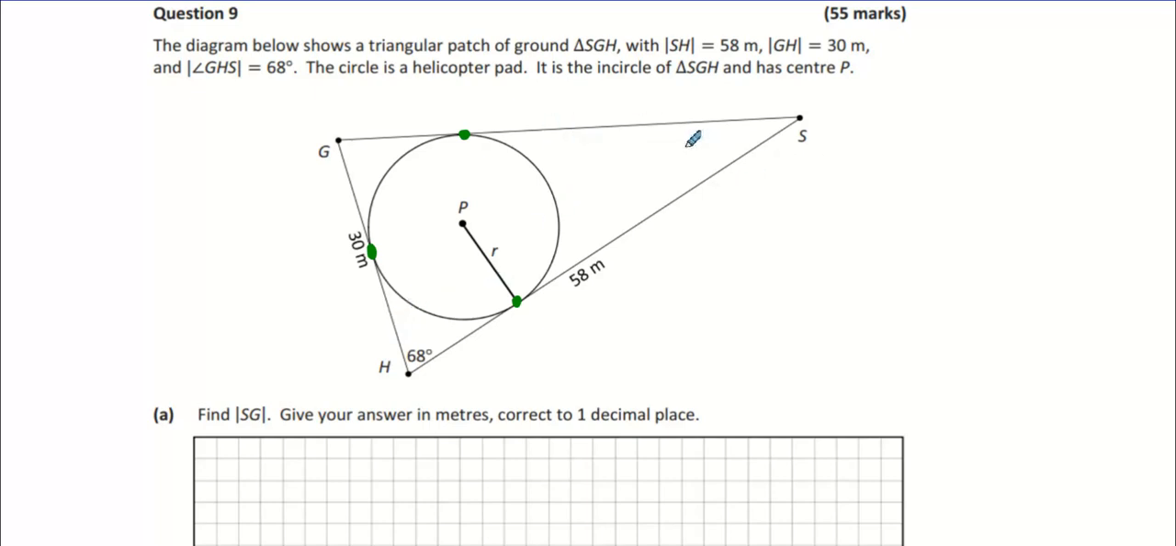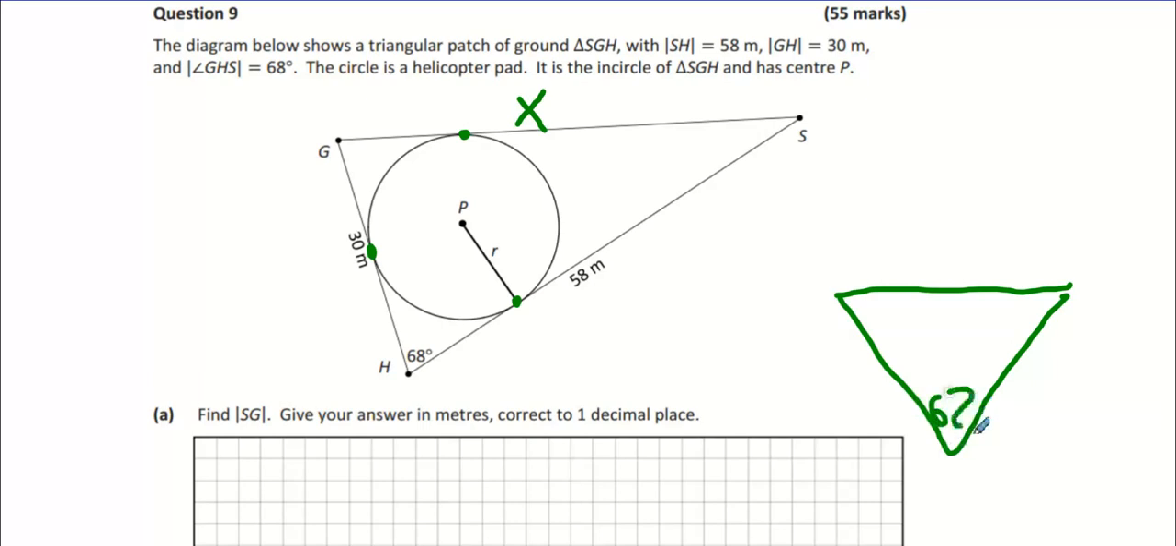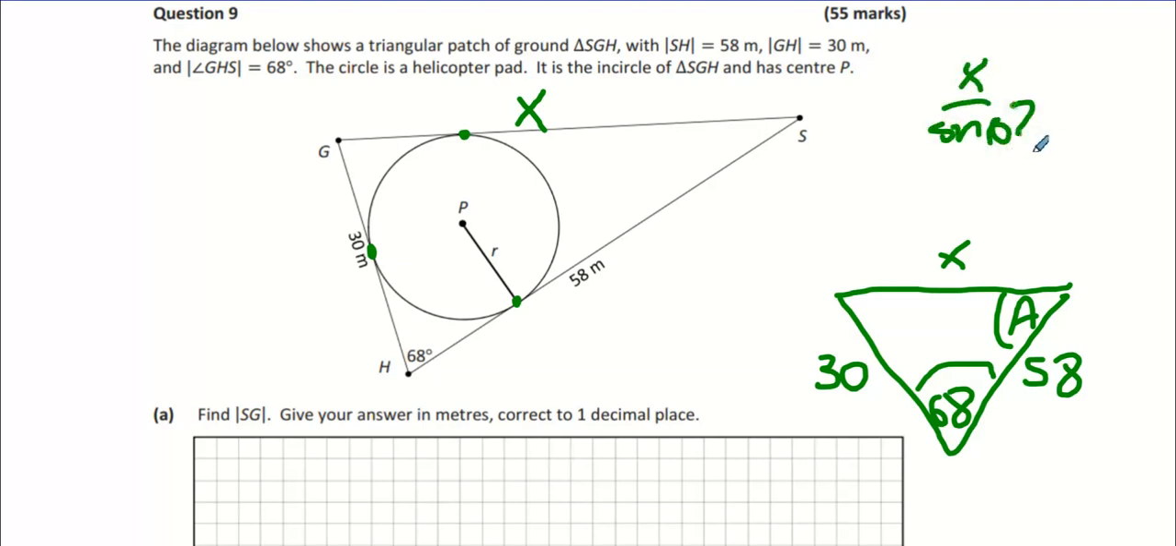So S to G. So what's this side here? We call it X. This is a standard cosine rule. You can't use Pythagoras' theorem because there's no indication that it's a 90-degree triangle. You can't use SOHCAHTOA because, once again, there's no indication that it's a right angle triangle. Can't use the sine rule because you'd be lacking one of the other angles. You'd have x over sine 68, and then 30 over sine a, and you'd be missing two of the variables. You don't have x or a, so that's a bad choice.